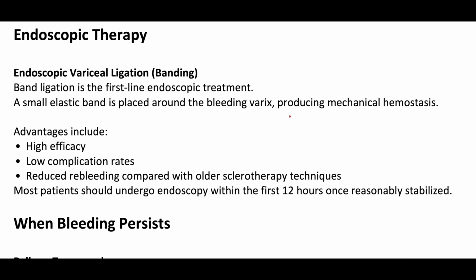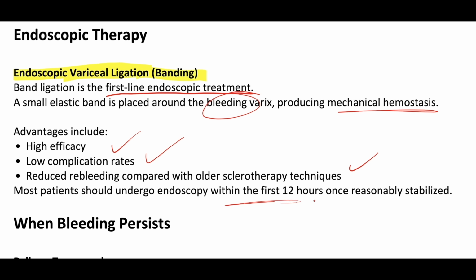of the varices. So the most common procedure to do this is an endoscopic variceal ligation. We often call it banding the varices. And this is a first-line endoscopic treatment. A small elastic band is literally placed around the bleeding varix, and this then collapses the varix and causes hemostasis. It's highly effective. It has low complication rates, and reduced bleeding compared to some of the older therapies. So patients who have variceal bleeding should really get this done urgently after they've been adequately resuscitated.